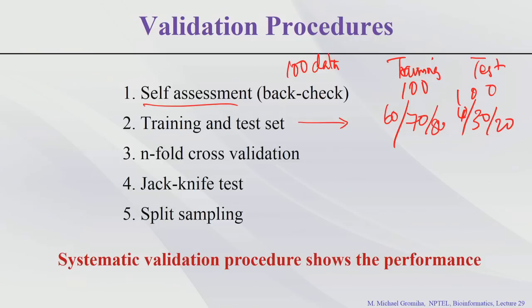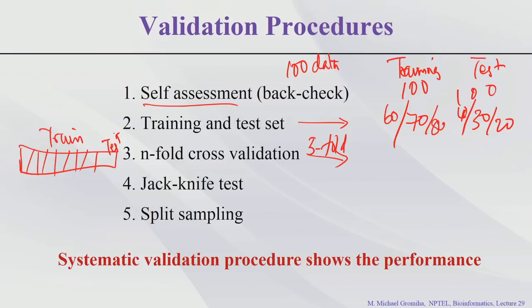And the third one is n-fold cross validation. That means if you have 100 data, for example, take 5-fold cross validation. Divide into 5 groups, 1, 2, 3, 4, 5, and train on 4 and test on 1. So, 80 you train and 20 you test, but you do it 5 times, so that each one will be in the test at least one time.